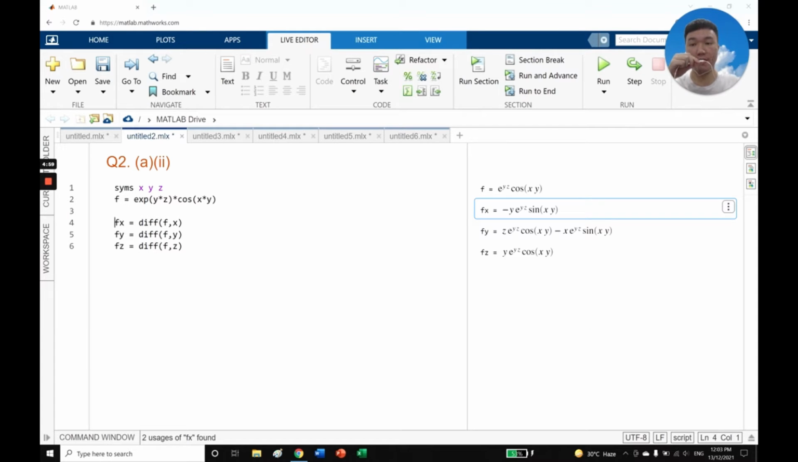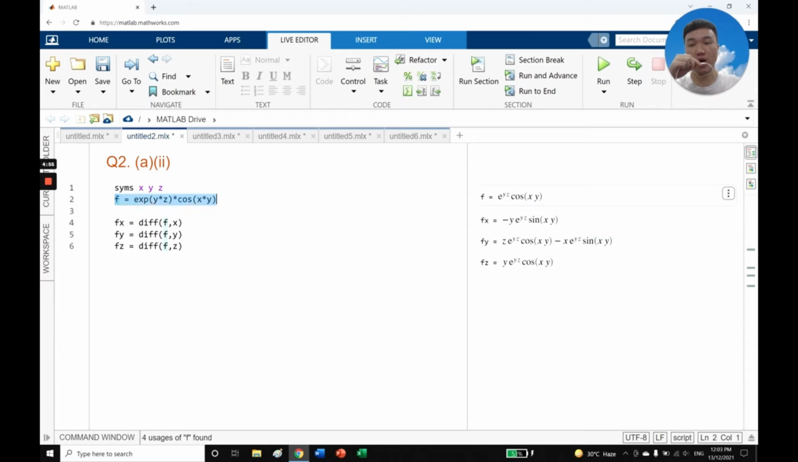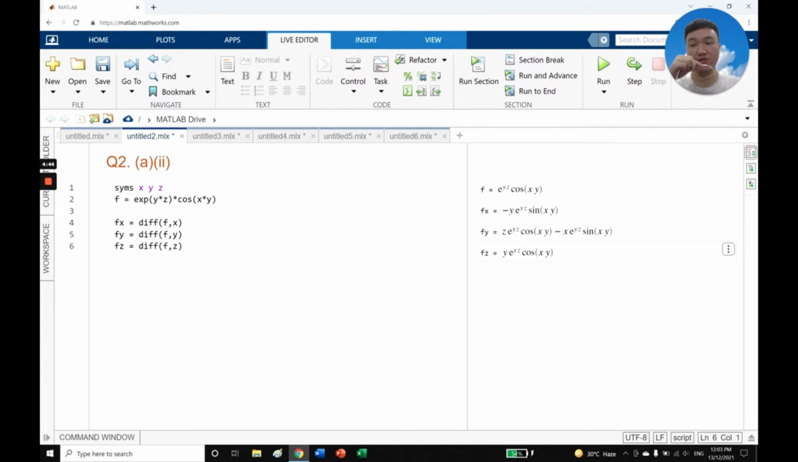Next, for question 2, part A, part 2, we need to find the first partial derivative of the equation exponential yz times cosine xy. We have listed out the variables in the equation, which are x, y, z, and we need to find fx, fy, and fz, the first partial derivatives with respect to x, y, and z respectively. We run the code, obtain the output, and compare to our handwritten calculation, and it is the same value as what we calculated before.